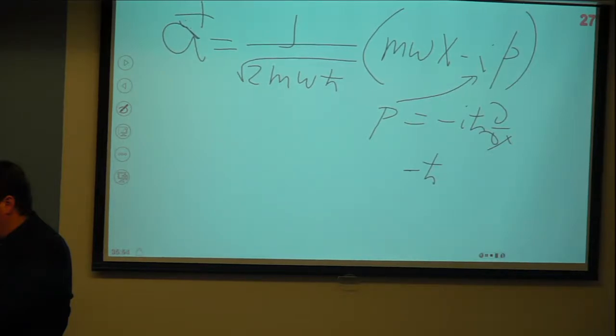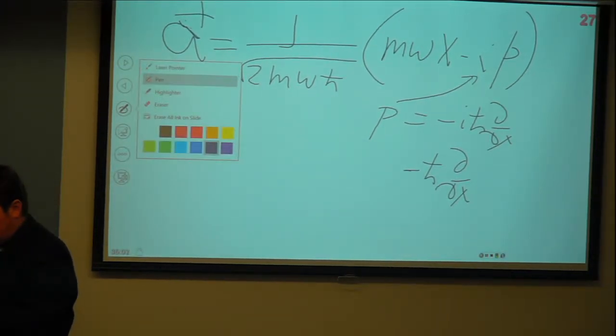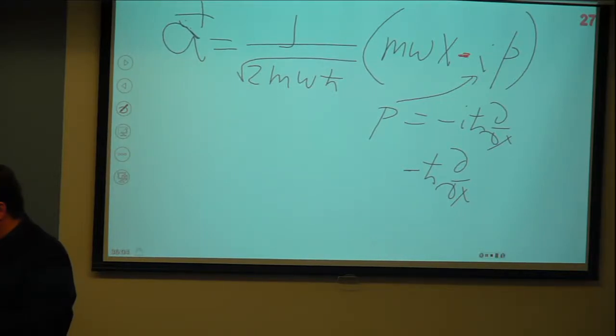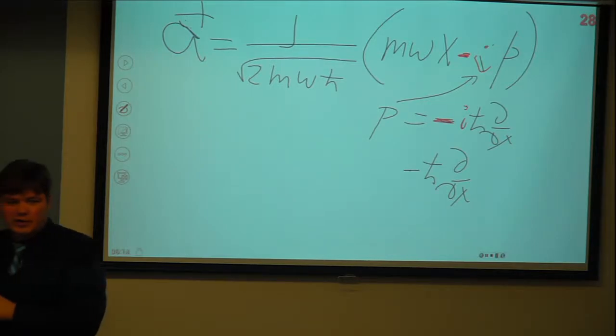minus h d/dx. So minus because there was one minus inherited from the definition, one minus from the definition of momentum, and the third minus from the imaginary unit multiplied by the imaginary unit. So 3 minuses, 2 minus.